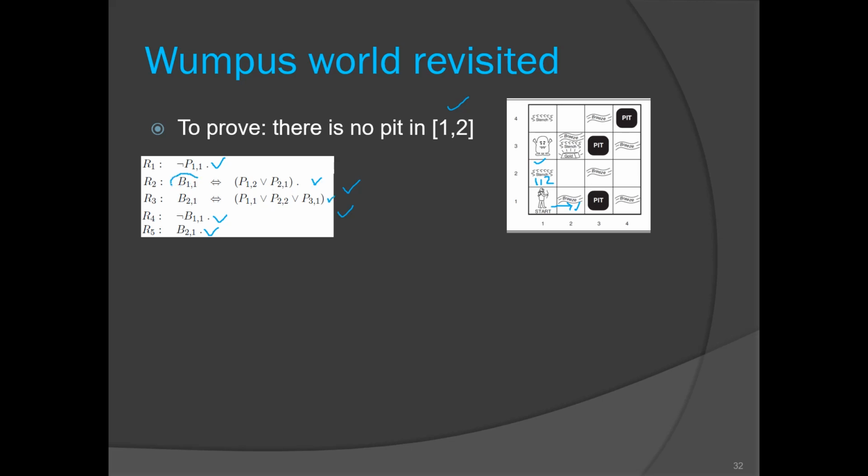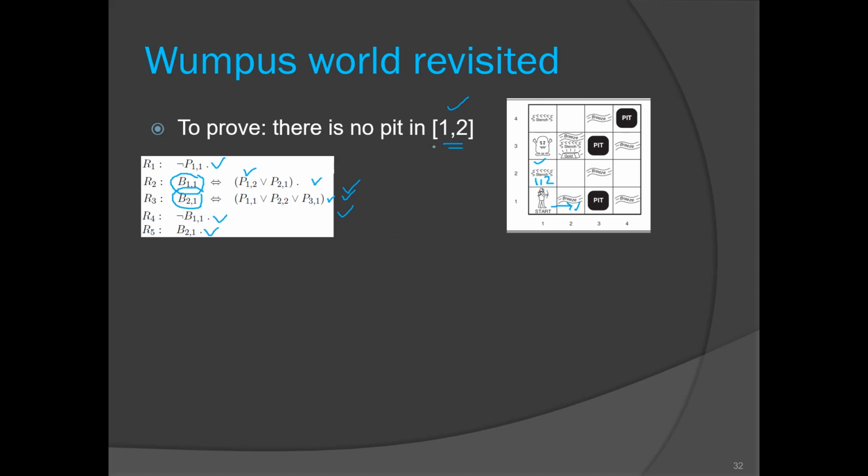And this is the knowledge he has acquired. If breeze is felt at location 1 comma 1, definitely there will be a pit at a nearby location, that is 1 comma 2 and 2 comma 2. And if he feels breeze at 2 comma 1, there should be a pit nearby, that is at 1 comma 1, 2 comma 2 and 3 comma 1. So this is my partial knowledge base. From that I want to determine that there is no pit at this location.